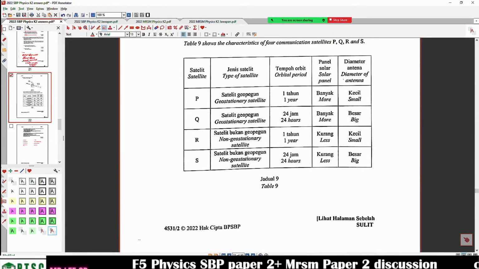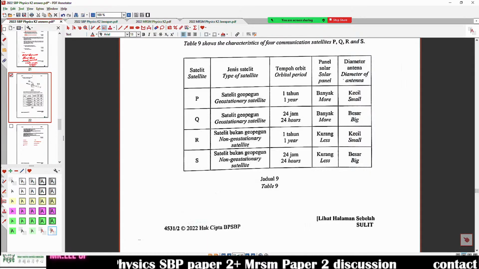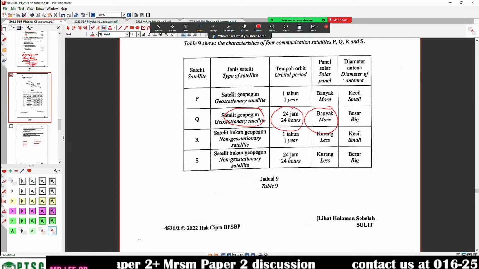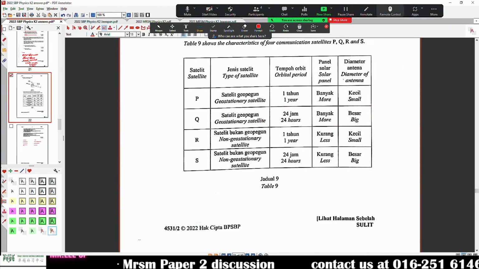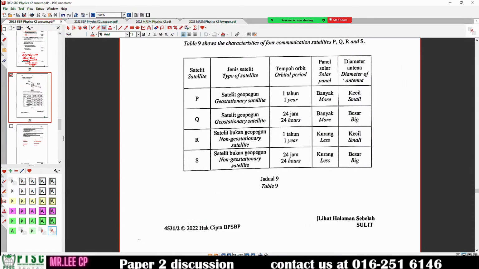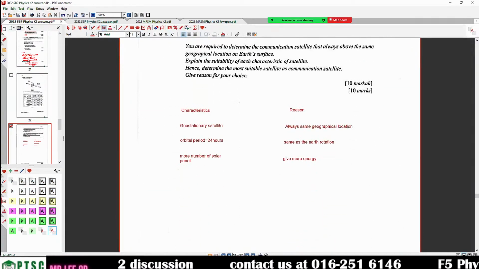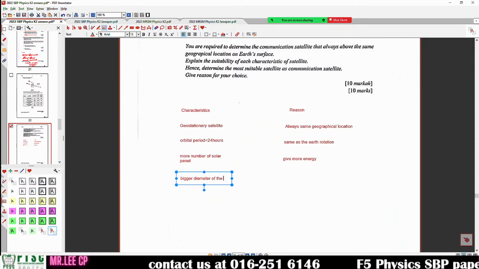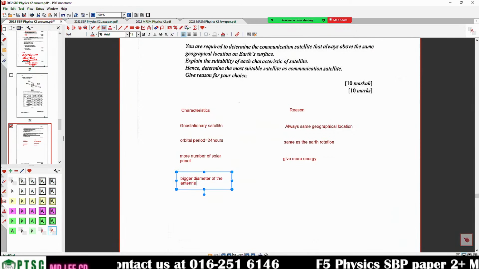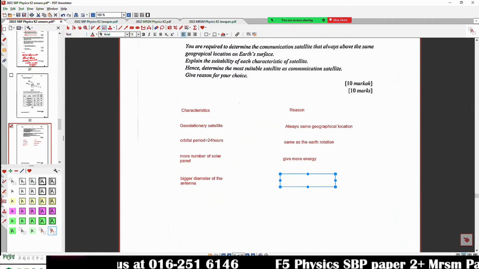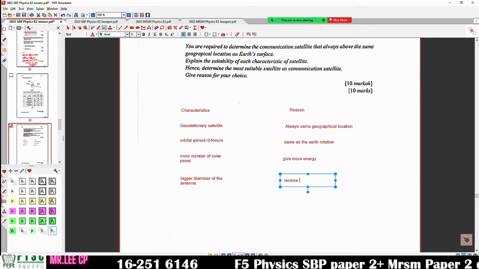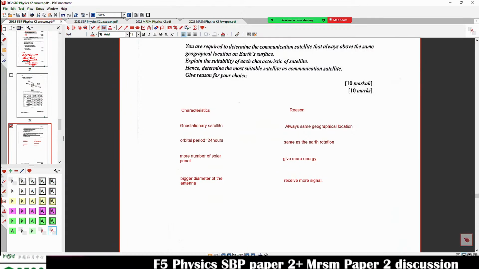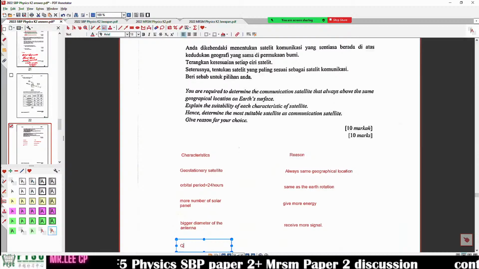Alright, last one. Diameter of the antenna should be bigger. Q is the best one. So bigger diameter of the antenna can receive or provide more signal or more information. So the best one that you choose for this one is Q. It is the best.